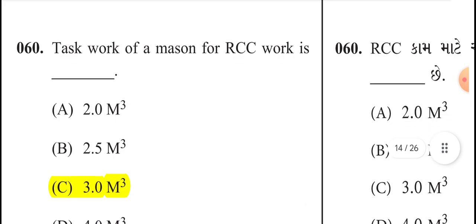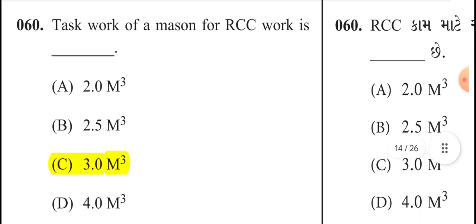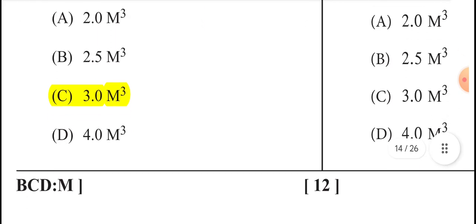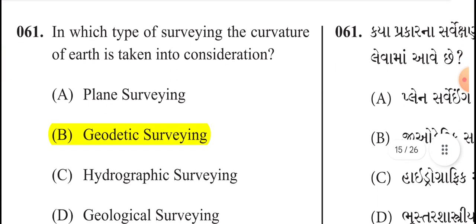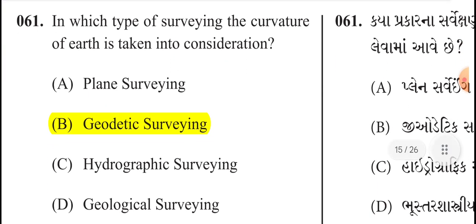Task work of a mason for RCC work is 3 cubic meter. In which type of surveying is the curvature of earth taken into consideration? Geodetic surveying.